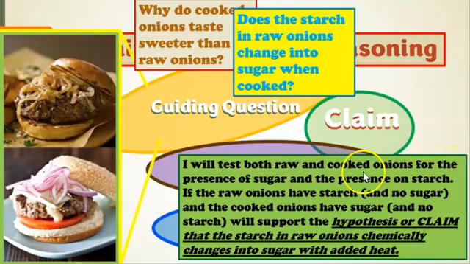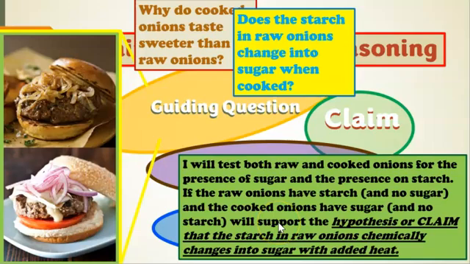Okay, so here's what I'm thinking. I will test both raw and cooked onions for the presence of sugar and the presence of starch. If the raw onions have starch and no sugar, and the cooked onions have sugar and no starch, this will support my claim or my hypothesis, that the starch in raw onions chemically changes into sugar when we're cooking or heating it. So that's my claim there, this bottom portion of it.